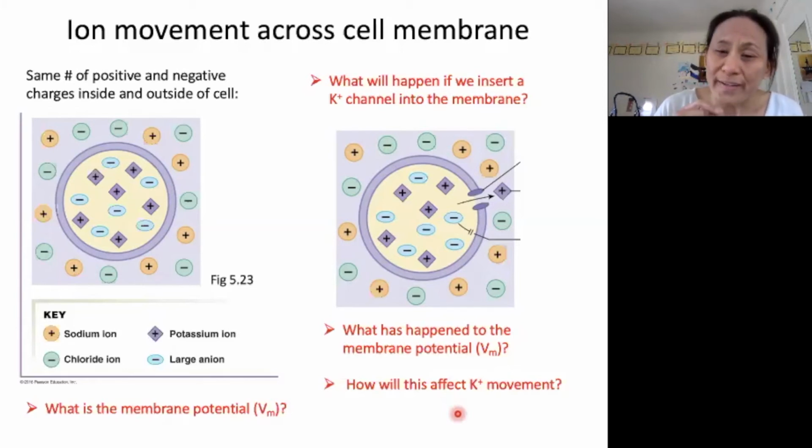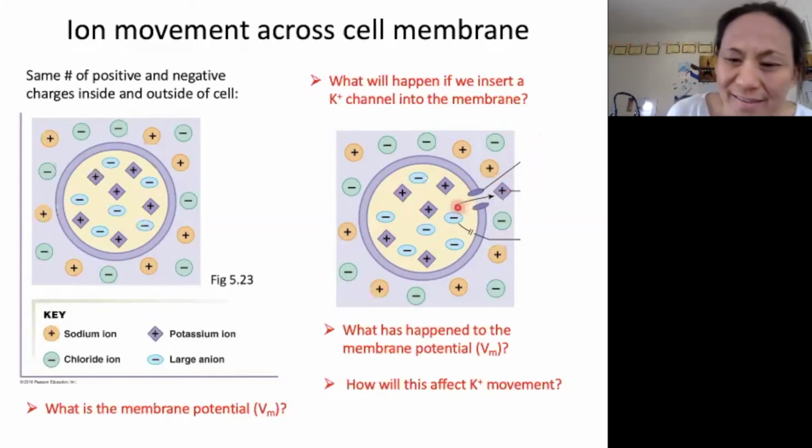All right, so hopefully you figured out that if we have potassium moving out of the cell here, that's going to now make the inside of the cell more negative than the outside. So membrane potential is going to become negative. Then if we take a look at how that affects this particular potassium ion here, we know that opposite charges attract. So if the inside of the cell is negative, that's going to attract this positive potassium ion back inside the cell.